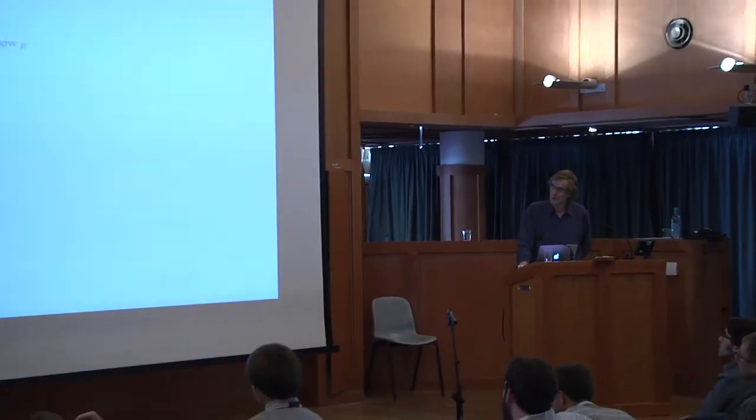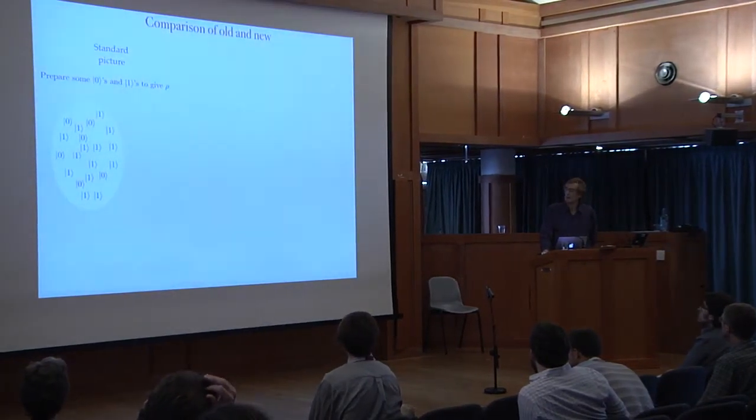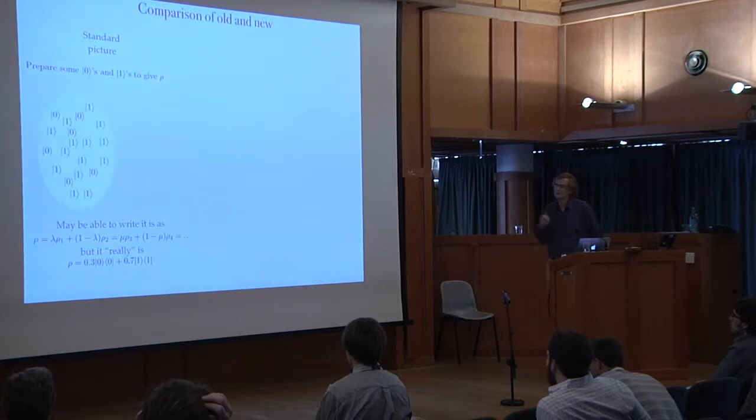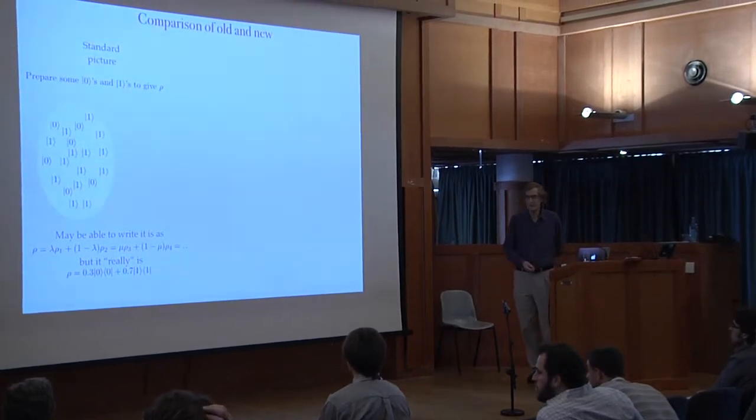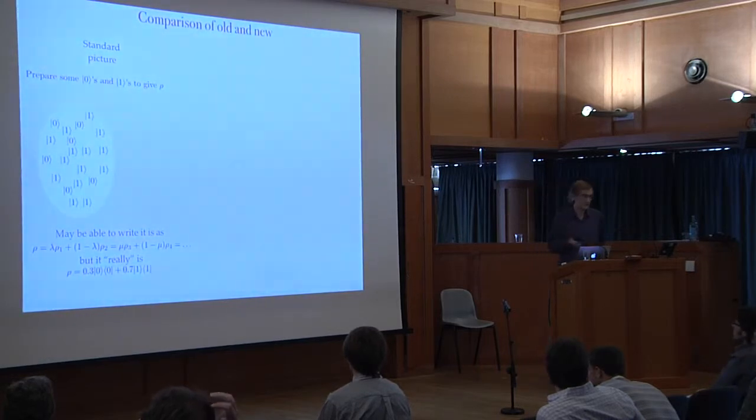So, comparison of the old and new. The standard picture, which I have to keep on telling myself not to fall into now, because I certainly would have taken this position before. The standard picture is to say, well, if you prepare some zeros and ones and put them together in an ensemble, then you've got a bunch of zeros and ones. Here there are 6 zeros and 14 ones, and so we'd say that the state here really is 0.30 and 0.71. And we would say that the fact that you can write it in other ways is just a mathematical accident with no physical significance at all and something we should just forget about.